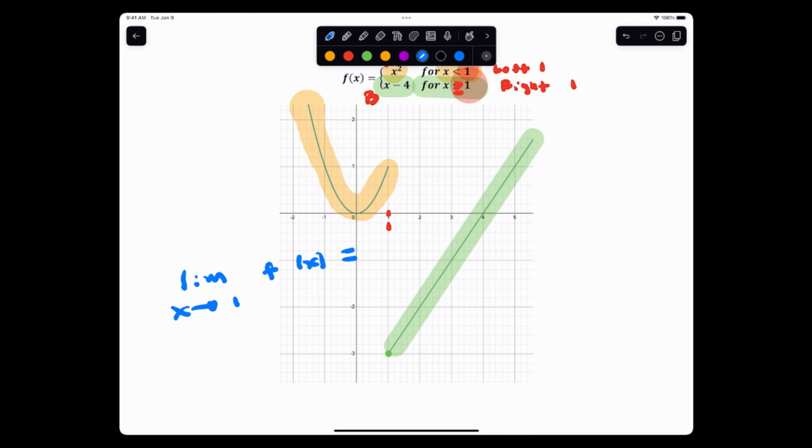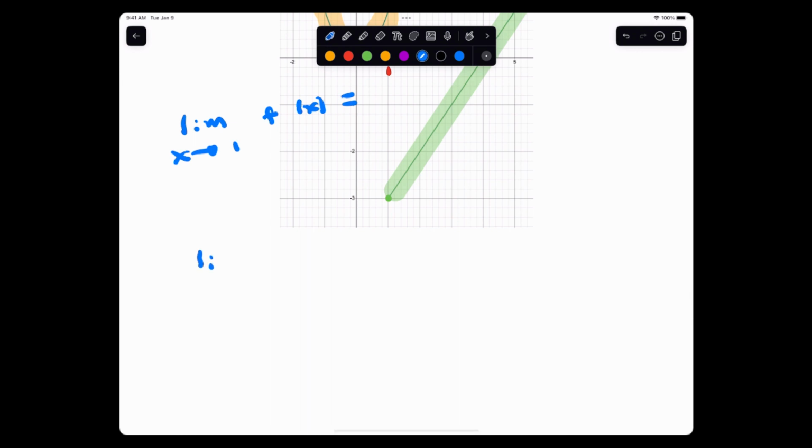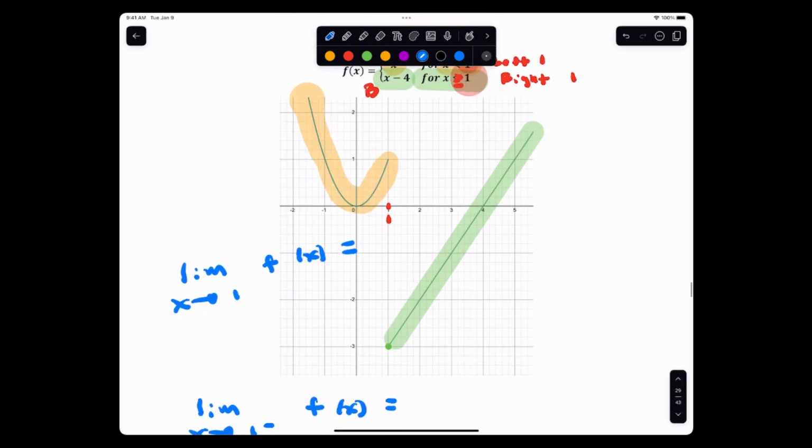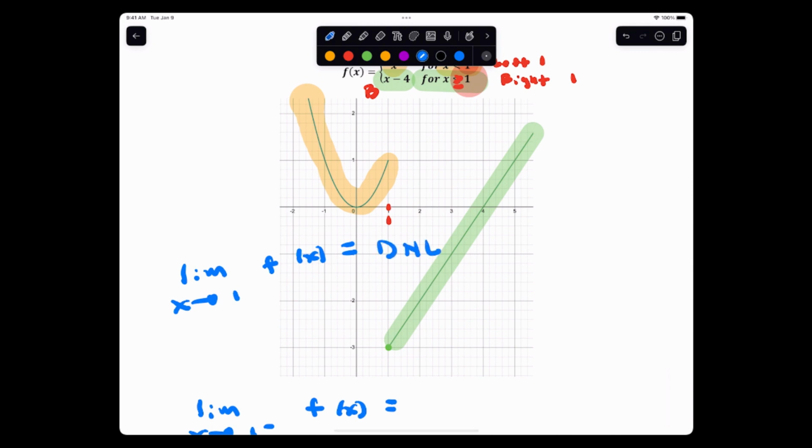What's this answer going to be? Limit as x goes to 1. How about this? Answer this. What's the limit as x goes to 1 from the left? What's the limit as x goes to 1 from the right? I mean, just looking at the picture, I know this is what? Does not exist. How do I know that? Well, you have a jump discontinuity at 1.